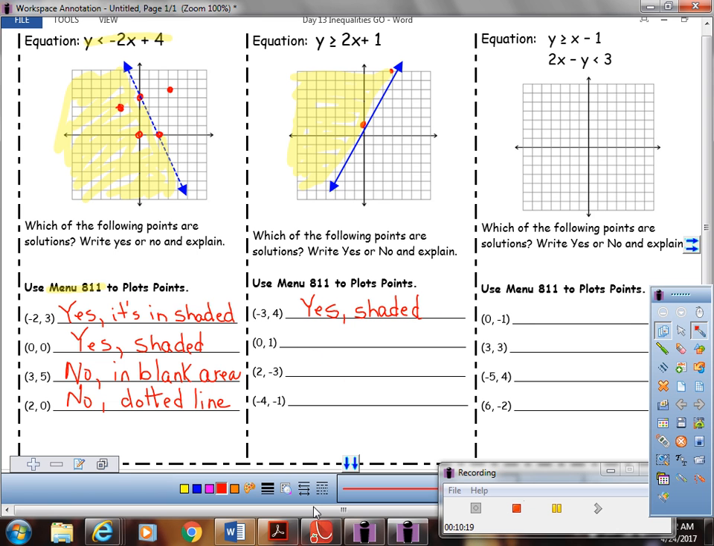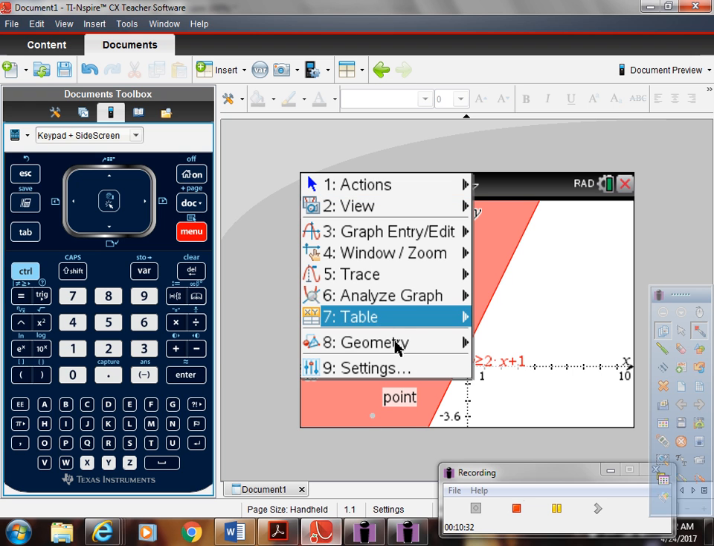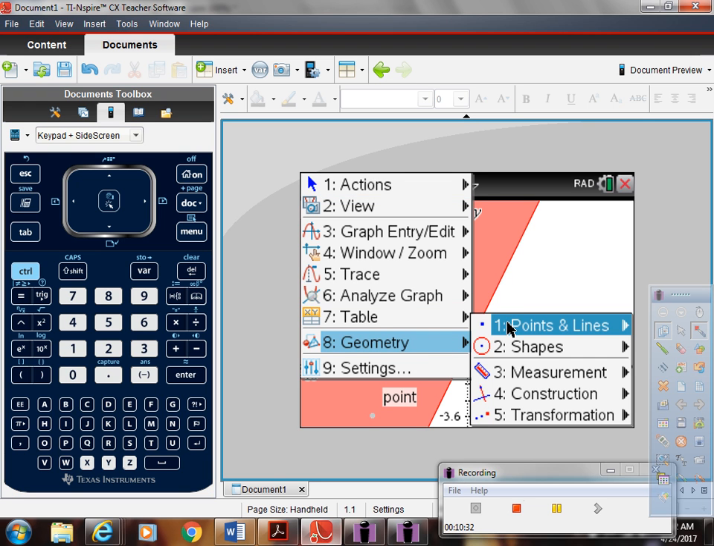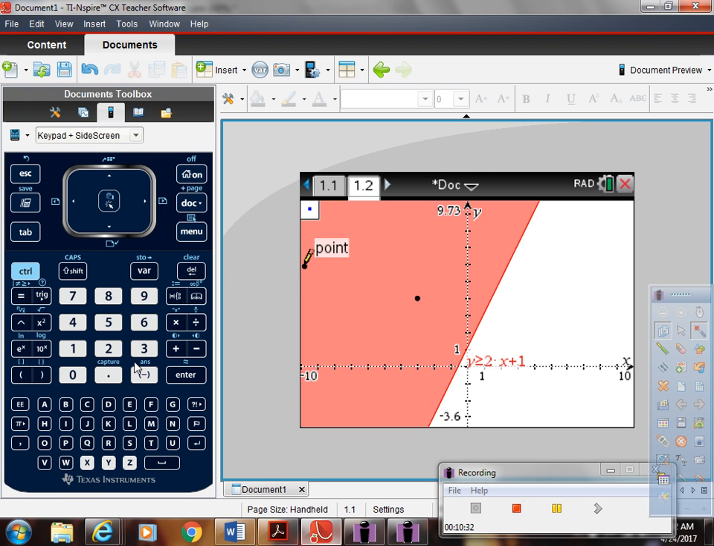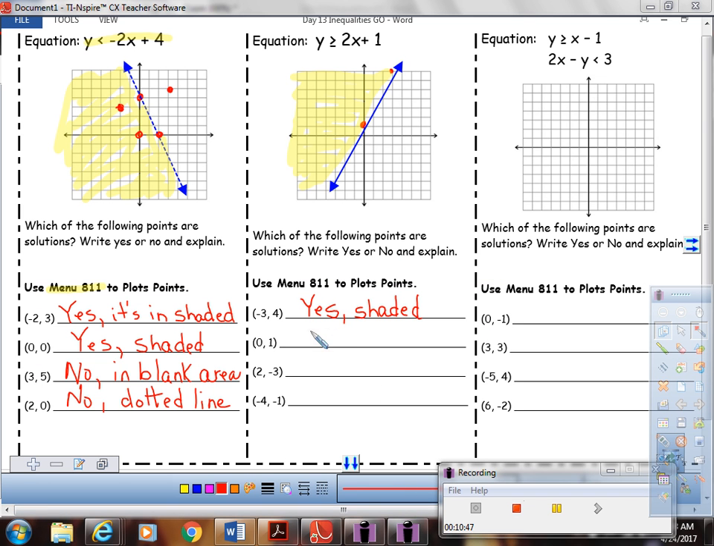How about 0, 1? Yes. 0, 1 is right on the line. It's actually your y-intercept. Since it's solid, it's a yes. That's correct. It's right on the line, but it's okay. It's a solid line. So here, you're going to put yes, solid line.